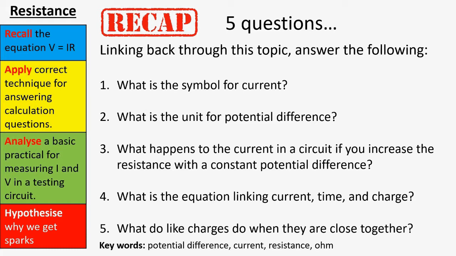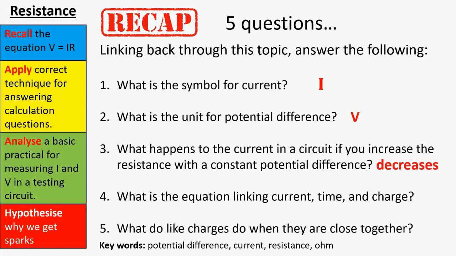Let's take a look at those answers then. So, number 1, what is the symbol for current? It's a capital I. What is the unit for potential difference? It's V or volt. What happens to the current in a circuit if you increase the resistance with a constant potential difference? It decreases. The current will decrease if you increase the resistance.